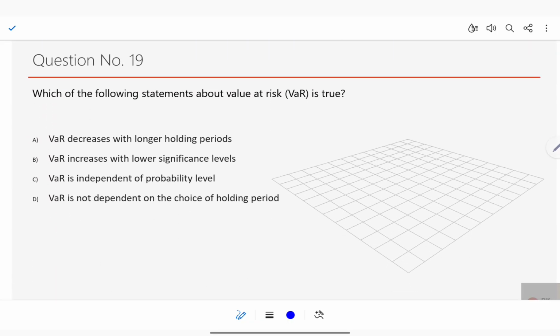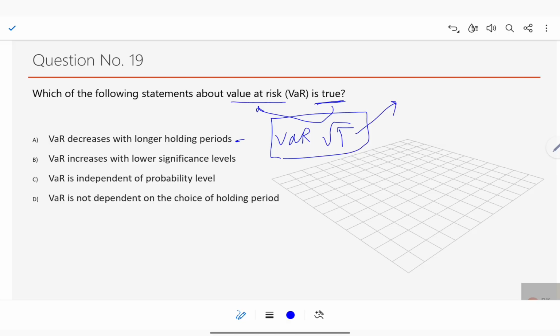Now we are on the 19th question. Again, we are trying to understand which of the following is true regarding the VAR. Does the VAR decrease with a longer holding period? No. There was an earlier question in which we saw that as the holding period increases, VAR will not decrease.